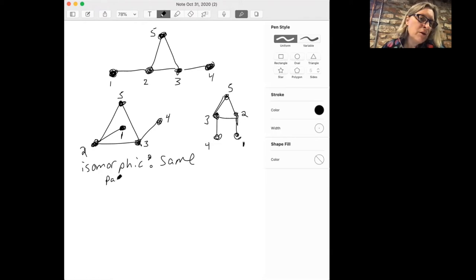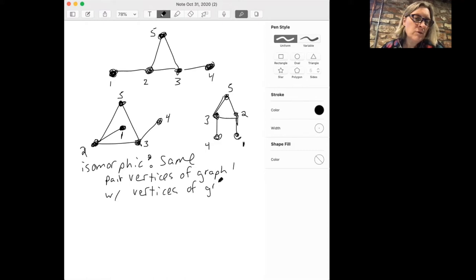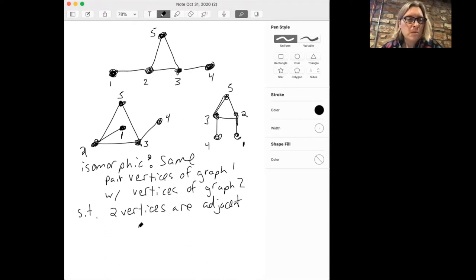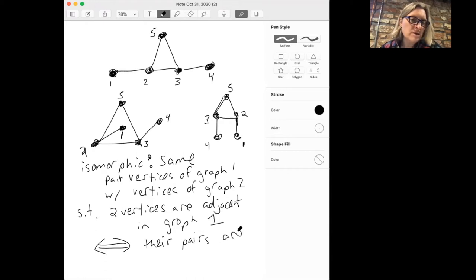So there, we're going to say that two graphs are isomorphic, or the same, if there's a way to pair the vertices of graph 1 with the vertices of graph 2 such that two vertices are adjacent in graph 1 if and only if their pairs, their matches, are adjacent in graph 2.